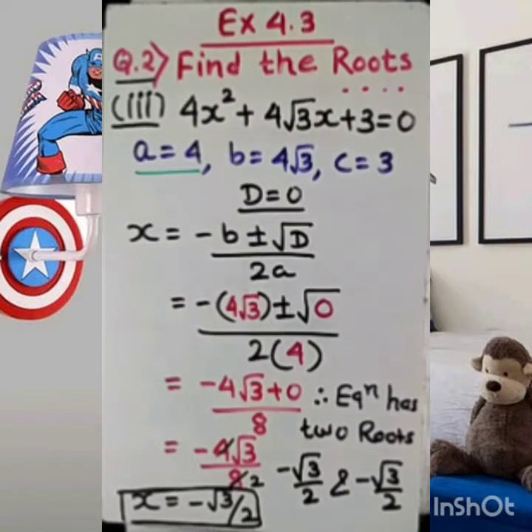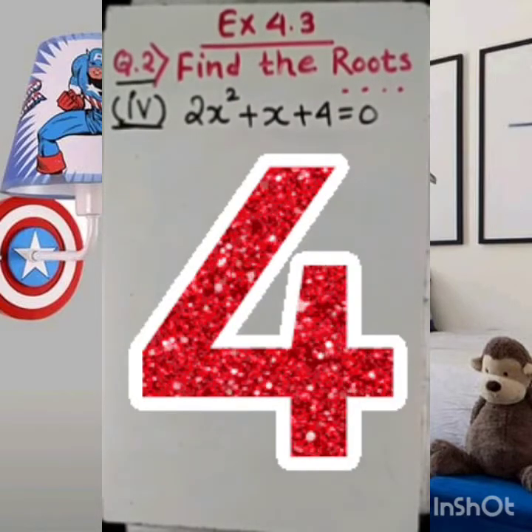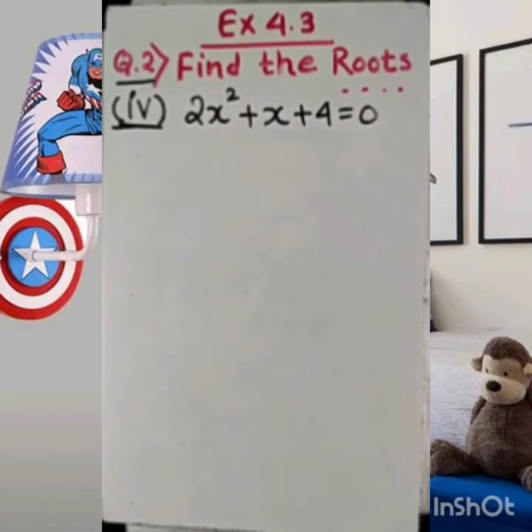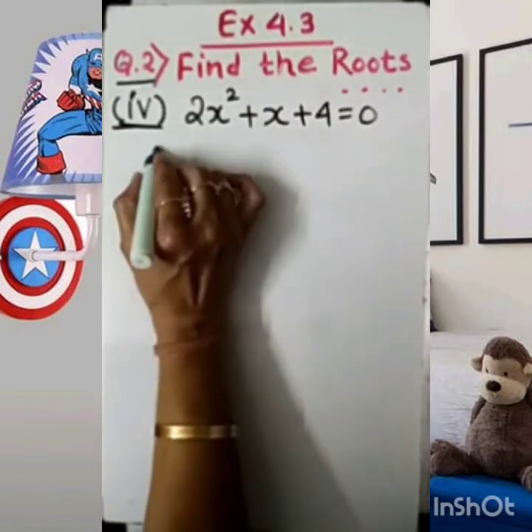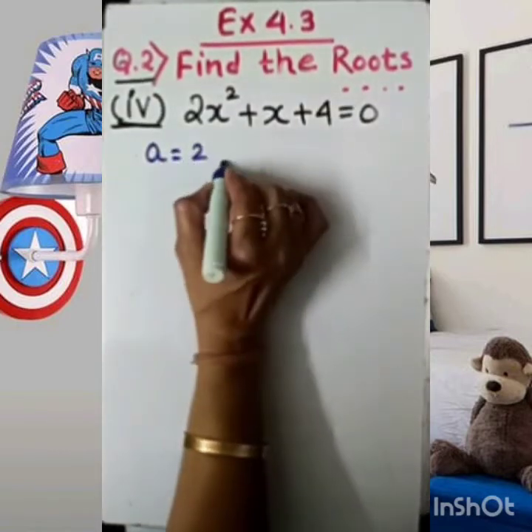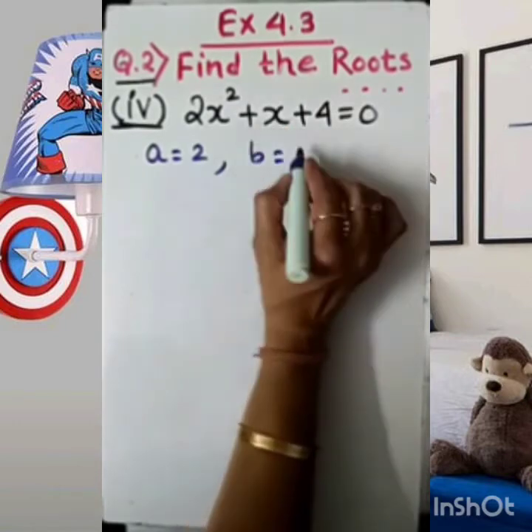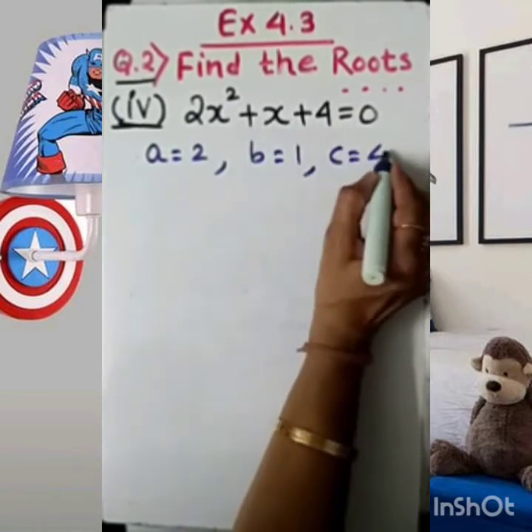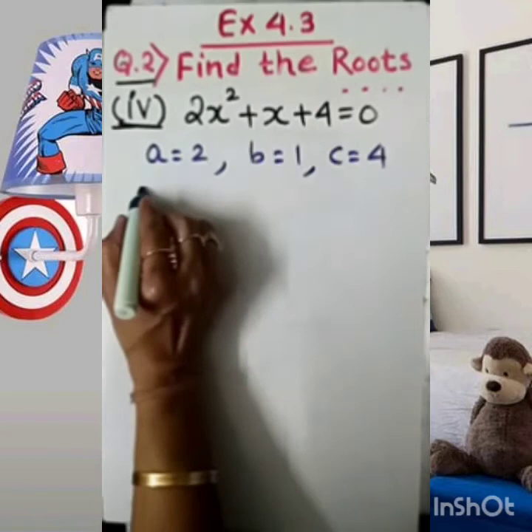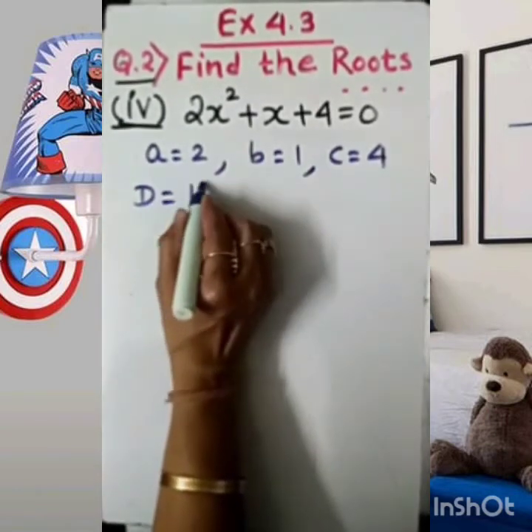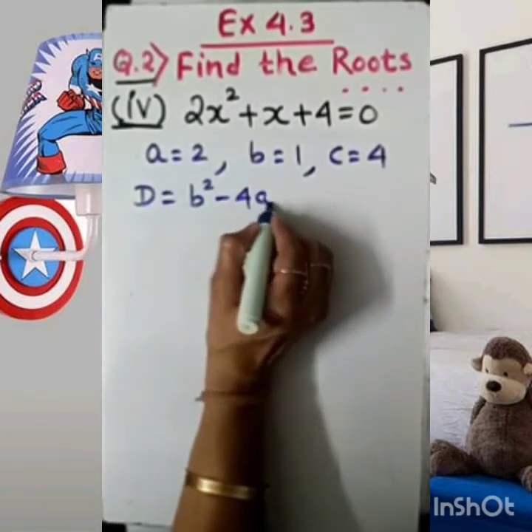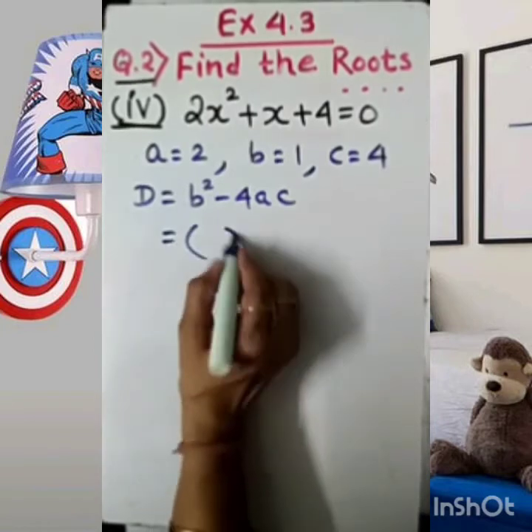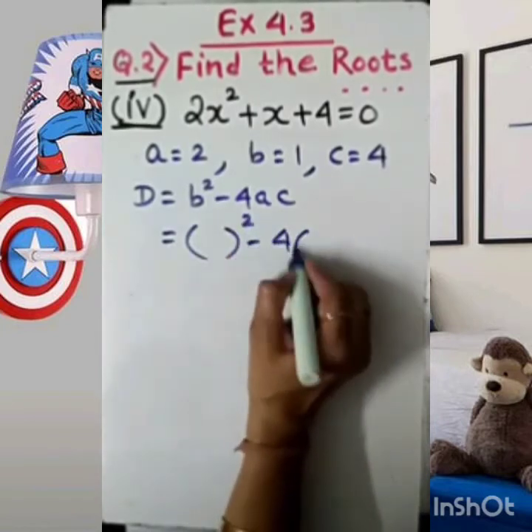Okay, the fourth equation is on your screen, dear student: 2x square plus x plus 4 equal to 0. So let's note down a equal to 2, b equal to 1 and value of c equal to 4. Now what is d? Let's find, first of all, d is b square minus 4ac. So let me put in the values.